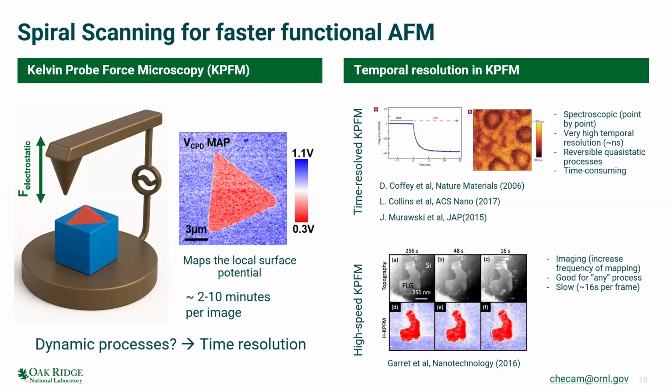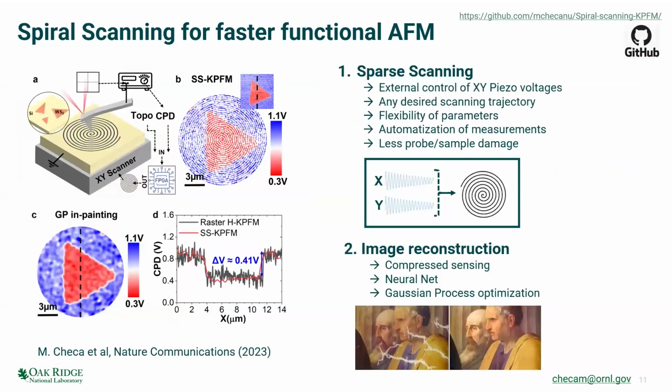So we did a little bit of research, and the fastest KPFM image that we found out there was this one by Garrett that took 16 seconds to do one frame in imaging mode, right? So here I show you how we developed this spiral scanning. As I said, we achieve external control of the XY piezos that move the tip or the sample around, and then we can design a trajectory, in this case, a spiral. It gives us a lot of flexibility of parameters.